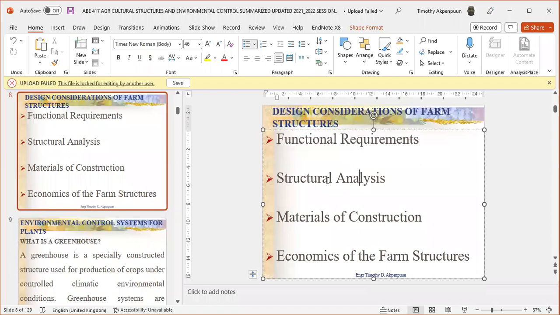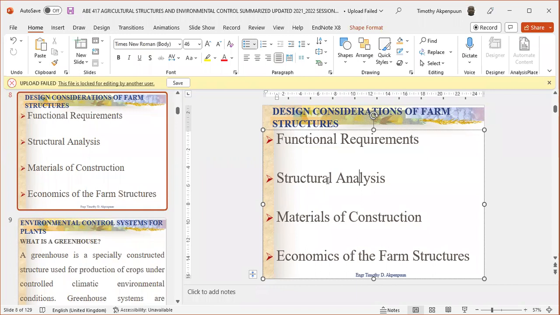Who can tell us what functional requirements mean? The space and the storage capacity of your farm structure. Yes. If you are designing for a silo, you must know the capacity of the silo you are designing. You are designing a bridge. You must know the service life. You must know the maximum, allowable load it can take.